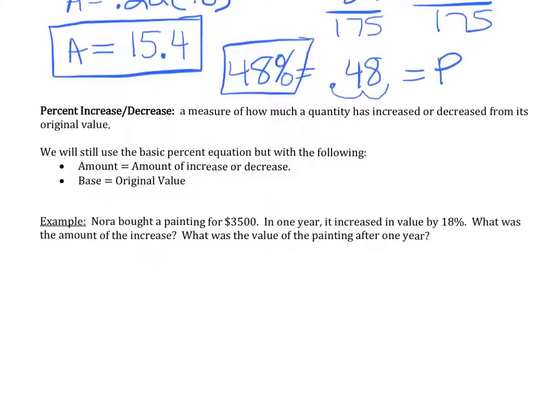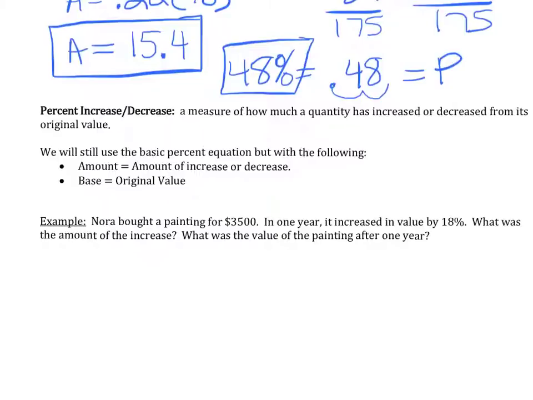Whereas some other things, like if you buy a car, are going to decrease in value over time. And so by looking at percent increase and decrease, we can come up with how to determine the actual value that they'll increase or decrease by.